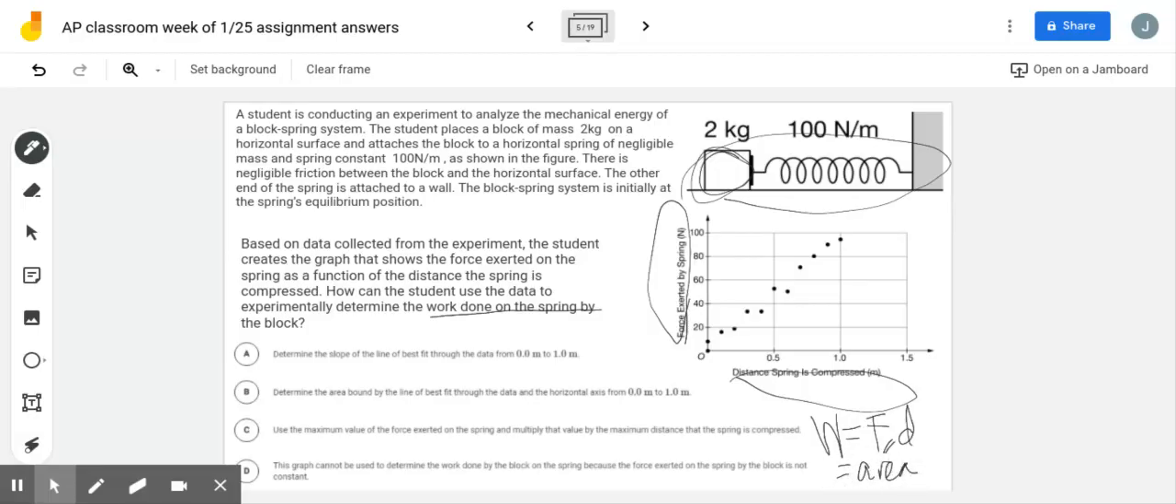Great. So determine the slope of the line of best fit. No. Determine the area. Fantastic. Bound by the line of best fit through the data on the horizontal axis from 0 to 1. That sounds good. Use the maximum value of force exerted on the spring and multiply that value by the maximum distance. Nope, wrong. That wouldn't be it, because you would just basically be doing 100 times 1, but that wouldn't make sense. Graph cannot be used. That's not true either. So it's B.